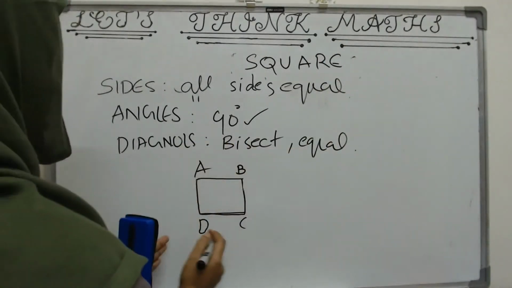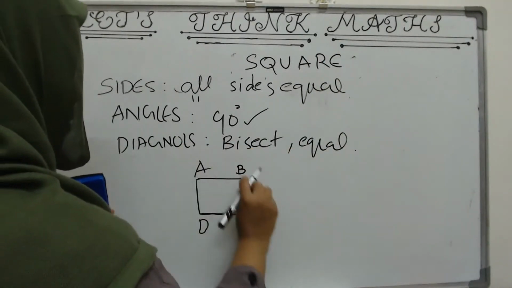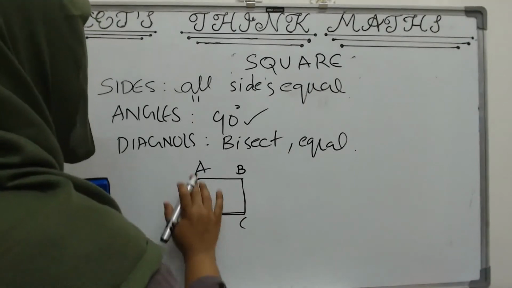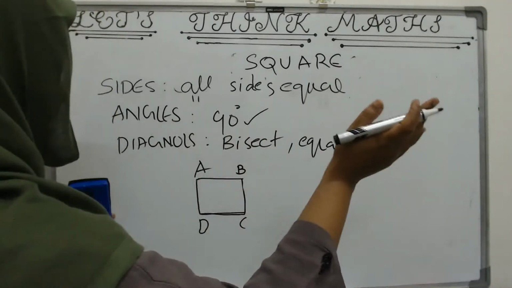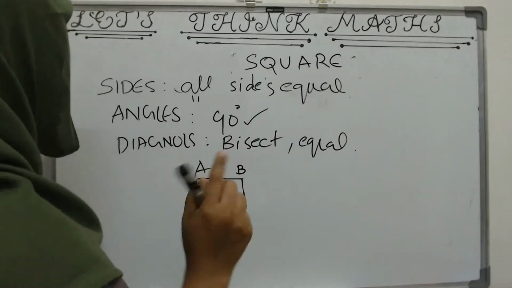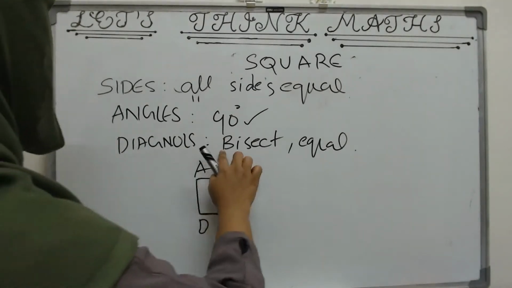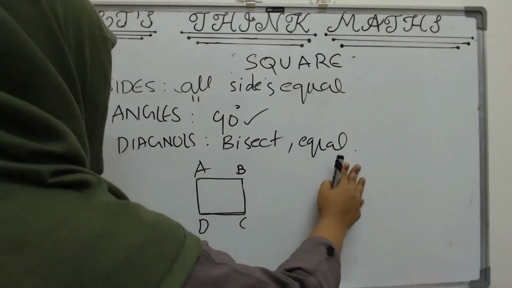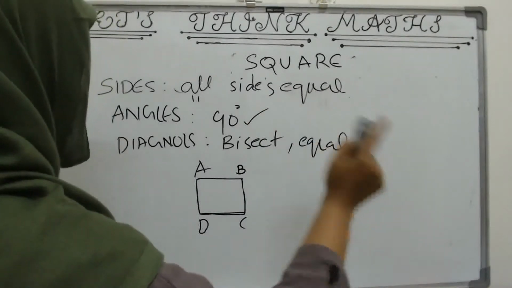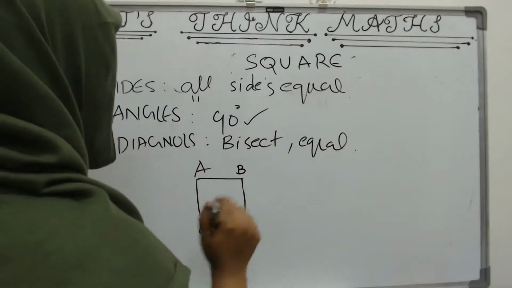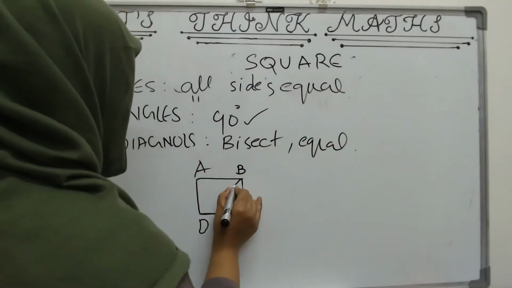So this is what happens to a square. All of its sides are equal. All of its angles are equal, and its diagonals also have one extra condition. These are the conditions of a rectangle, right? The square satisfies all of them. Plus it has one extra condition. Can you guess what it is?